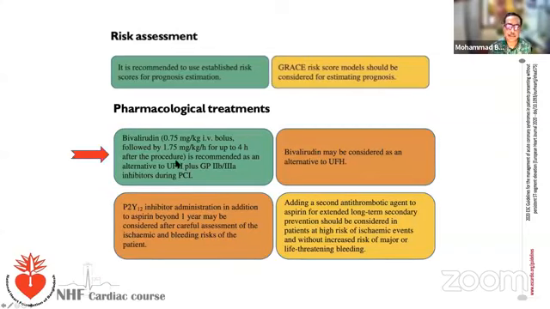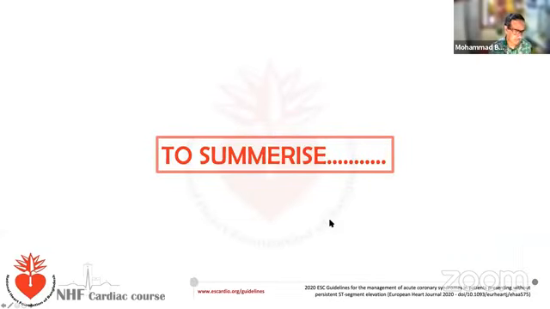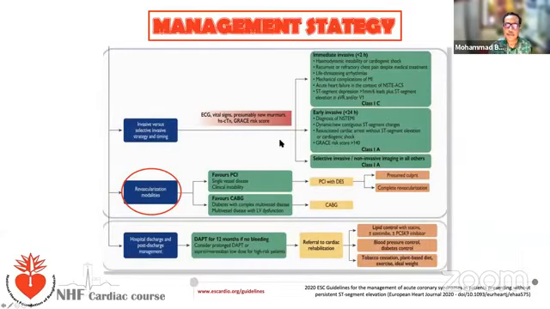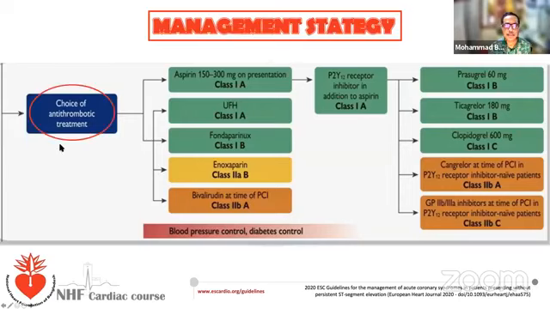Bivalirudin has been downgraded from class 1 to class 2B. And again, to summarize, I don't want to go into this topic because it has already been discussed. For revascularization modalities, single vessel disease and clinical instability favor PCI, while diabetes with complex multivessel disease with early dysfunction favors CABG. And regarding the choice of antithrombotic agent, aspirin, unfractionated heparin, and fondaparinux are class 1, enoxaparin class 2, and bivalirudin class 2B.